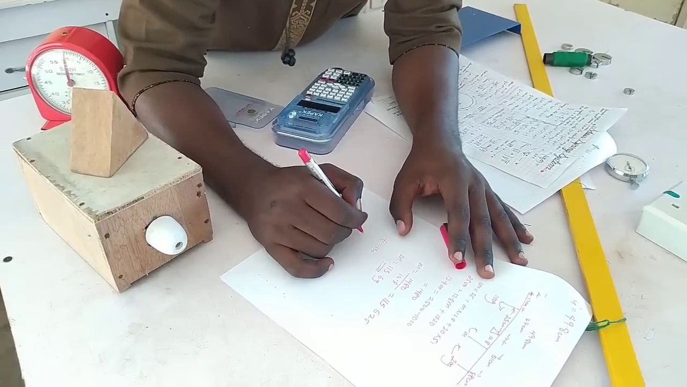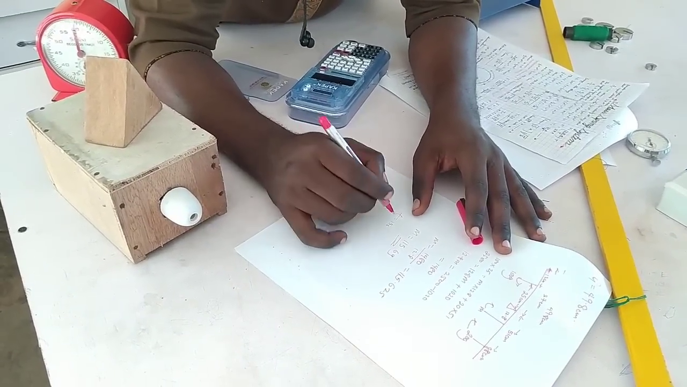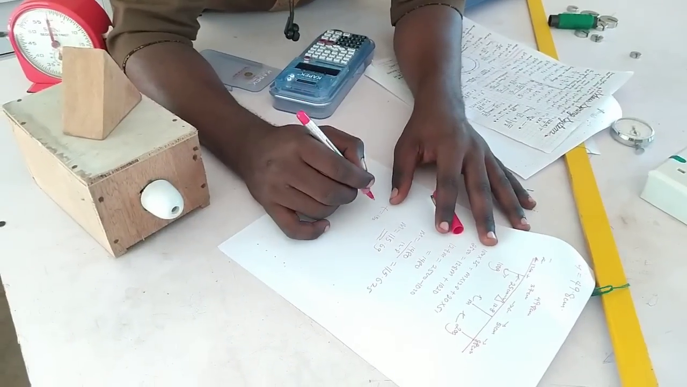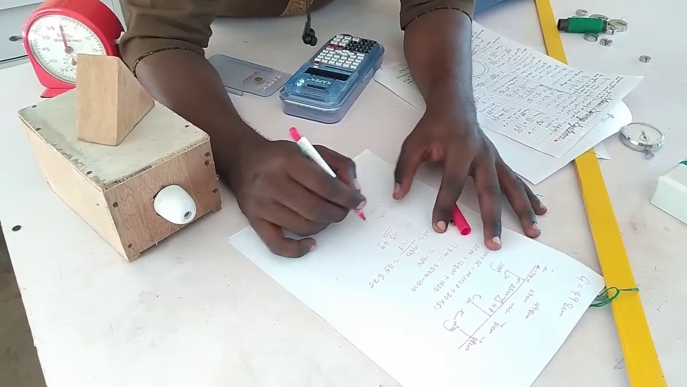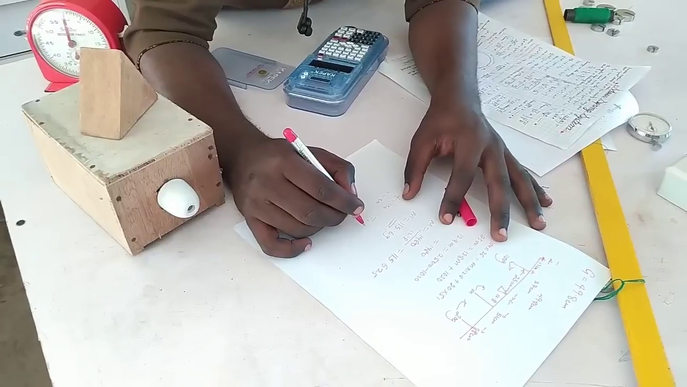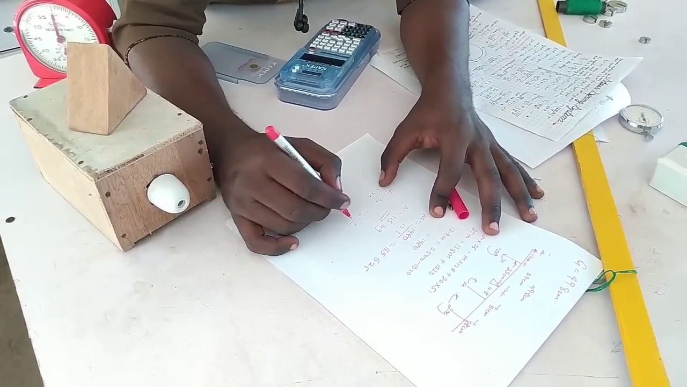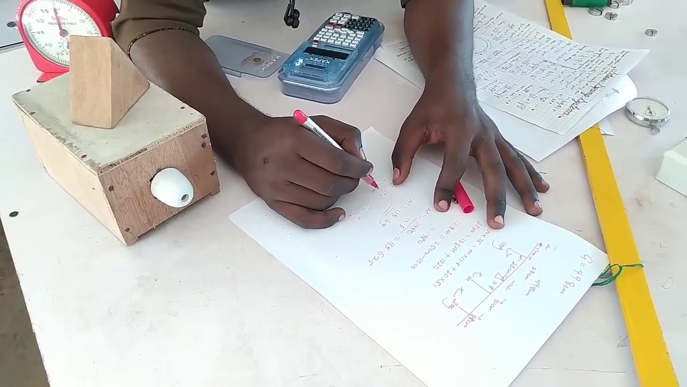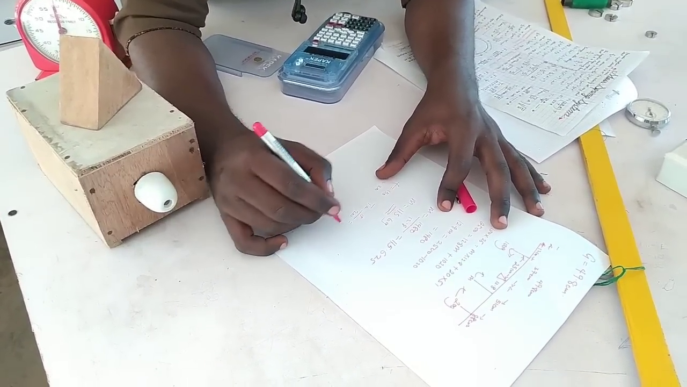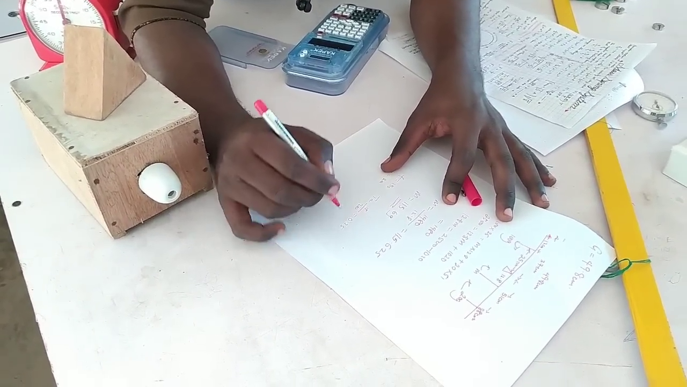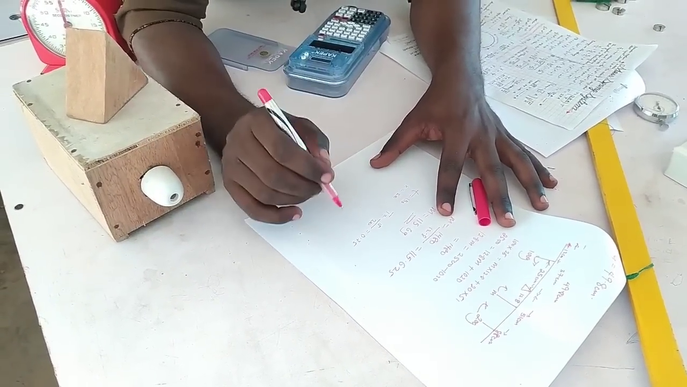You can decide to do this twice and take the mean value to avoid error. Am I making sense now? So T is what? 15 seconds, and the number of oscillations is 20. So all I'm going to do to get my period is 15 divided by 20. That is the time it takes for the oscillations divided by the number of oscillations. So 15 divided by 20 will give us 0.75.